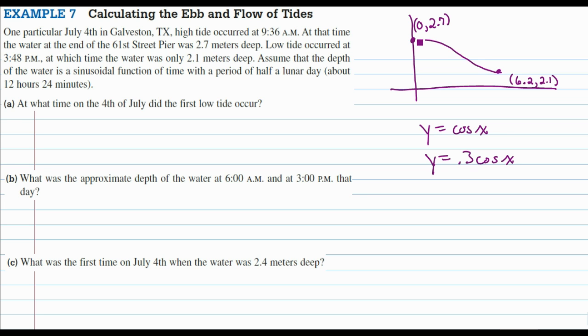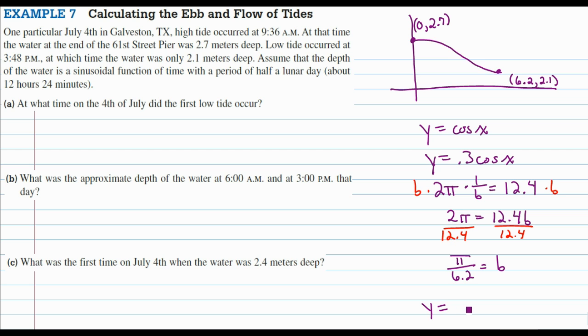Now I need to adjust the period. I should read the rest of the problem too. Assume that the depth of the water is a sinusoidal function of time with a period of half a lunar day, 12 hours and 24 minutes. So the period should be 12 hours and 24 minutes. 2 pi is the normal period times 1 over some number is going to be 12 hours and 24 minutes, so that's 12.4 hours. So multiply both sides by b, divide by 2 pi, you know the drill.